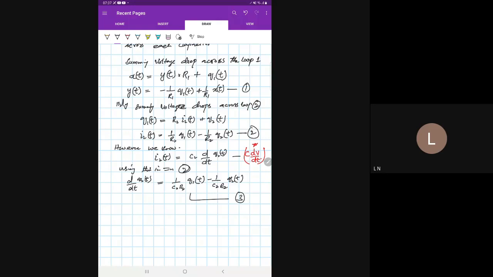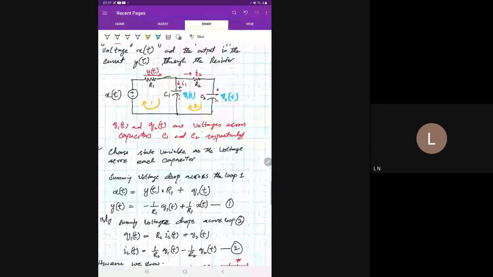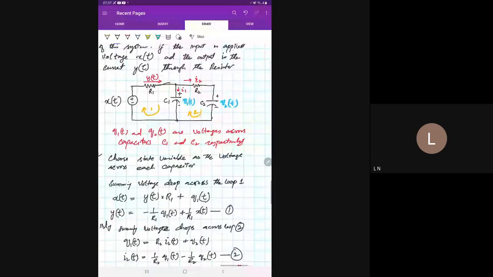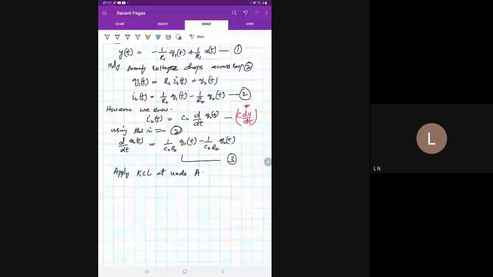Now, if we apply Kirchhoff's current law at node A, what is node A? So we have node A here. We see that current y of t is equal to I1 plus I2. So y of t is equal to I1 of t plus I2 of t.